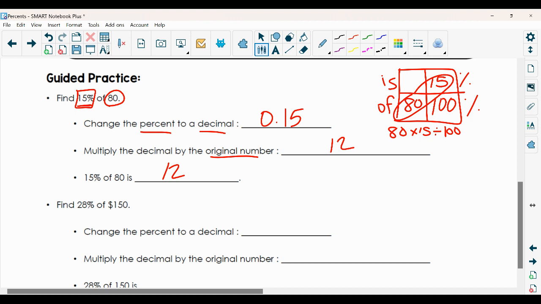I get 12. All right? I get the same thing. 15% of 80 is 12, so we have to leave a $12 tip. If we're leaving a $12 tip, what's the total price of that meal? $80 and the tip. So altogether, how much are you going to spend? $92.